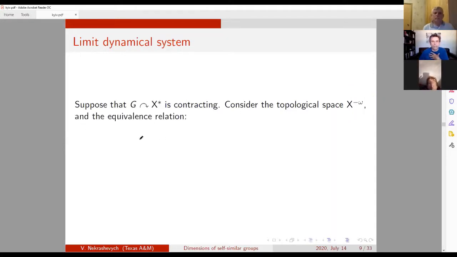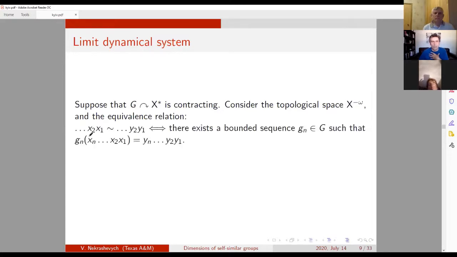And consider the following equivalence relation. You say that two such sequences are equivalent if and only if there exists a bounded sequence of group elements. Bounded means takes values inside a bounded subset, inside a finite subset, such that it moves the suffix to the suffix. So g_n of x_n up to x_1 is equal to y_n up to y_1. And then take the quotient of this topological space by this equivalence relation.